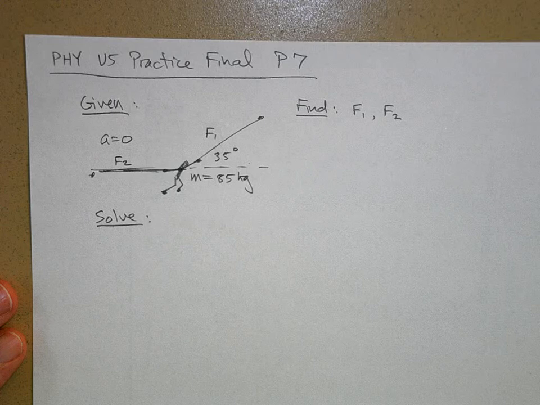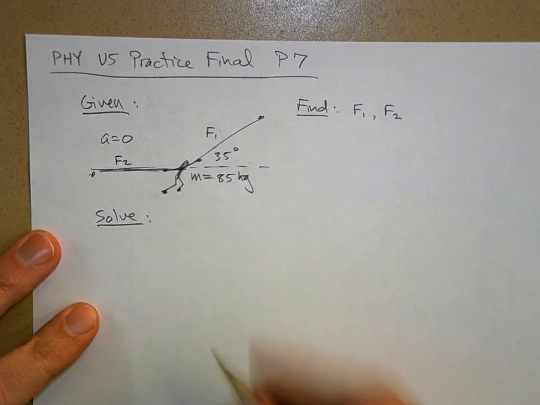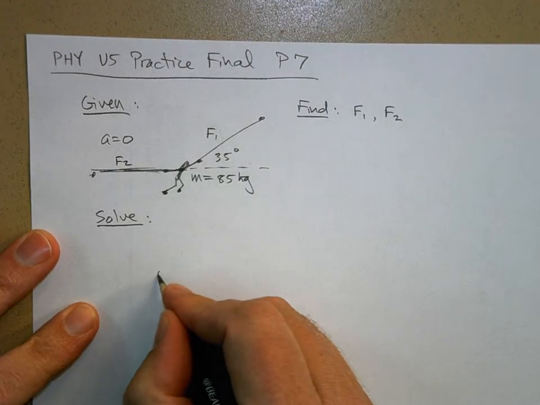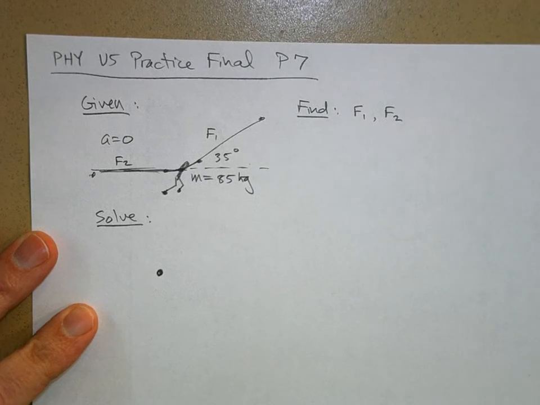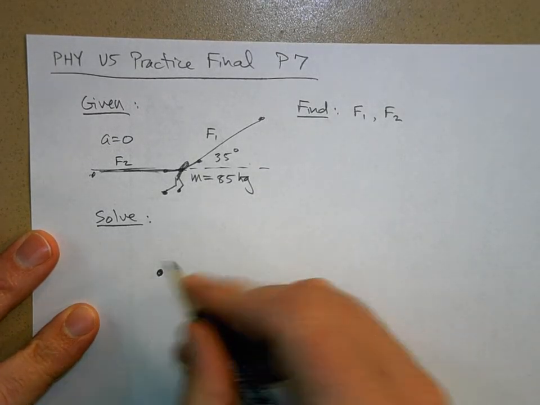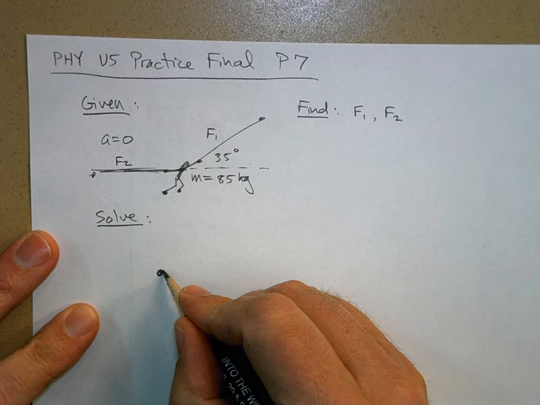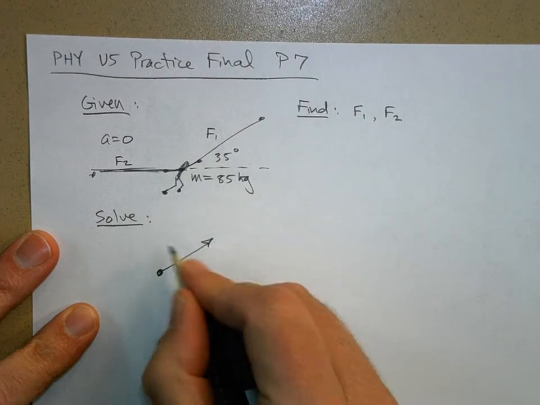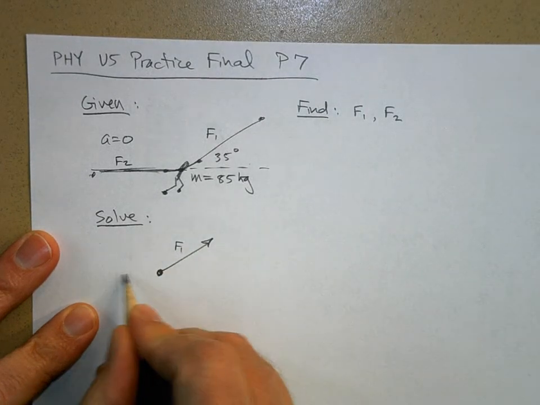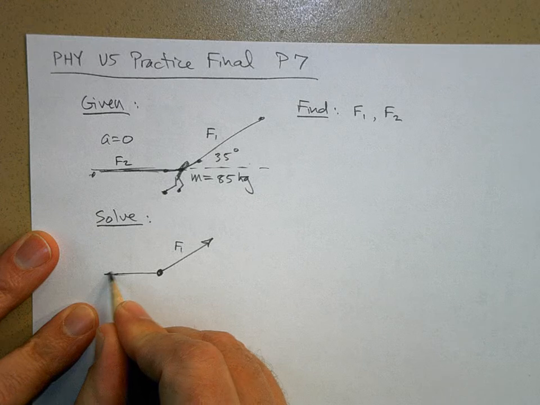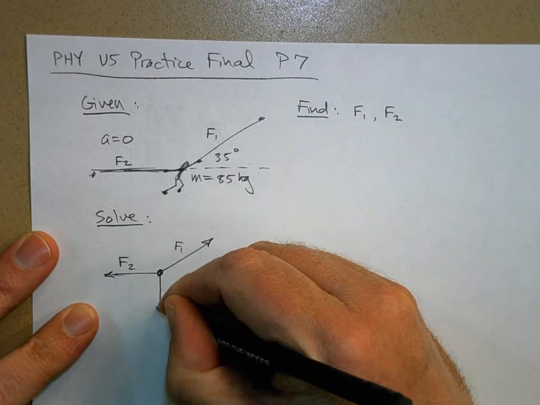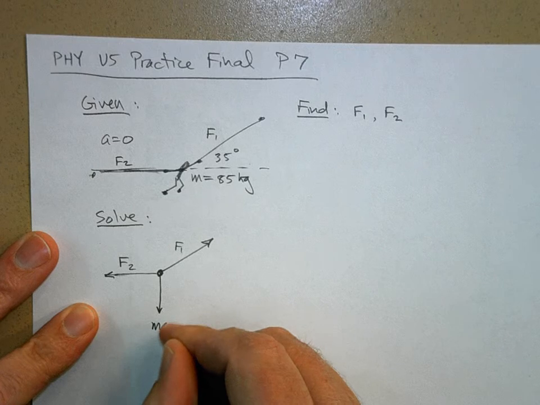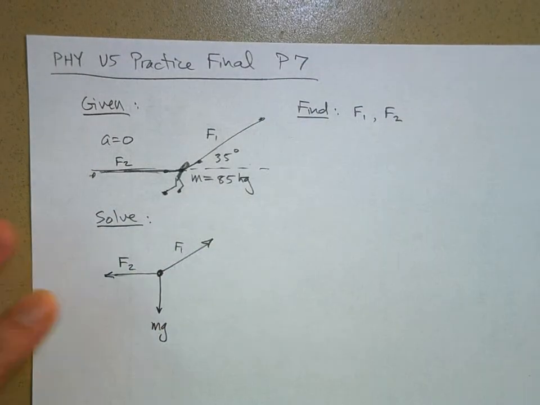Okay, step 2 is draw the free body diagram. Now, you could try to redraw Spider-Man, but that was too tedious, so I'm just going to draw Spider-Man as a dot. There's Spider-Man, reduced to the simplest version of himself. And here's F1. Here's F2. And then we've got gravity, mg. Gravity is pulling down on Spider-Man.